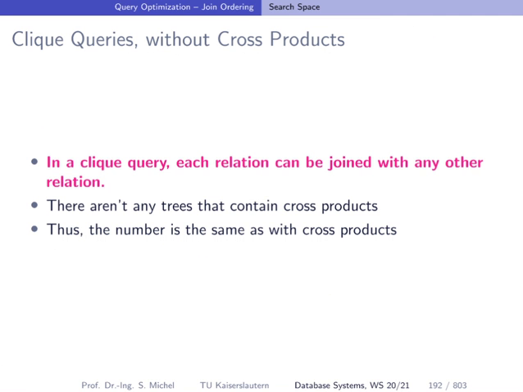For clique queries, where the query graph is a clique, every relation can be joined with every relation. So it's the same as considering that you're allowing cross products.